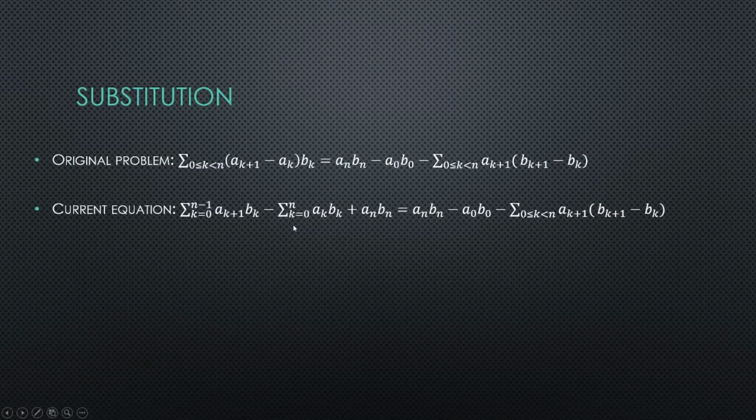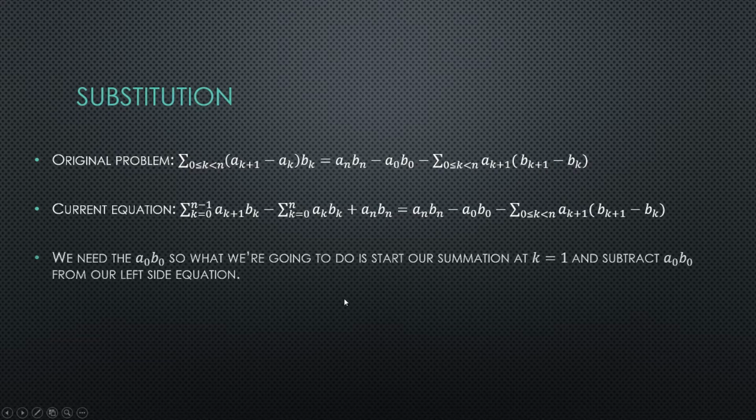So now using that a sub k b sub k plus a sub n b sub n, we're going to plug that into the equation that we had previously. So this is our new equation. Our next goal is to get this a sub 0 b sub 0. The way we're going to do that is change this k equals 0 to k equals 1, which will mean that we need to subtract the a sub 0 b sub 0 from the left-hand side.